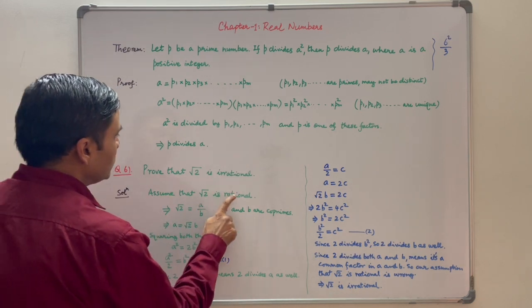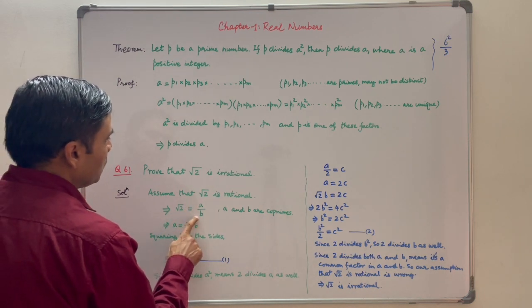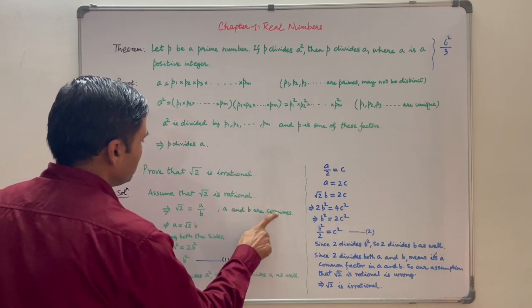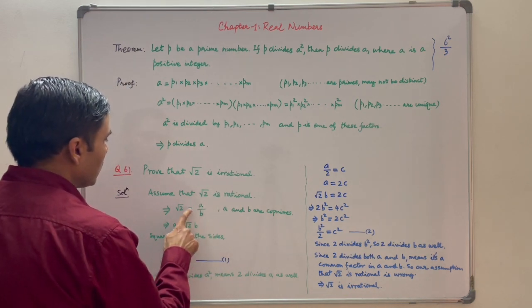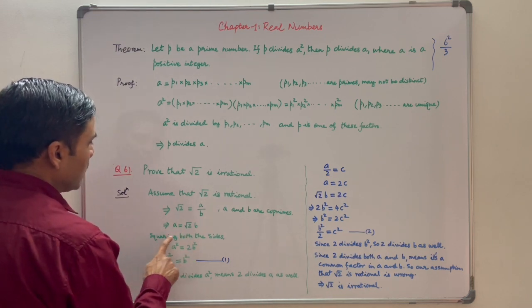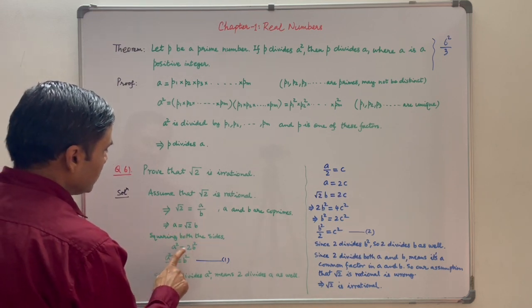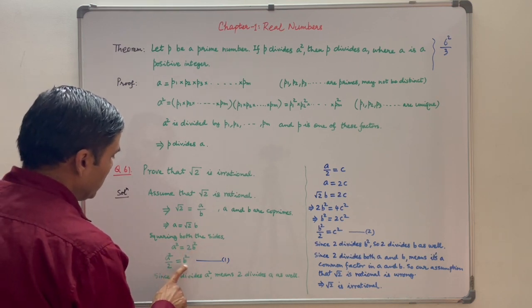Assume that root 2 is rational. So root 2 can be written as A by B, where A and B are co-primes, which means they don't have any factor common other than 1. Cross multiply, so A is equal to root 2 B. Now square both sides. So A square is equal to 2B square, or A square upon 2 is equal to B square.